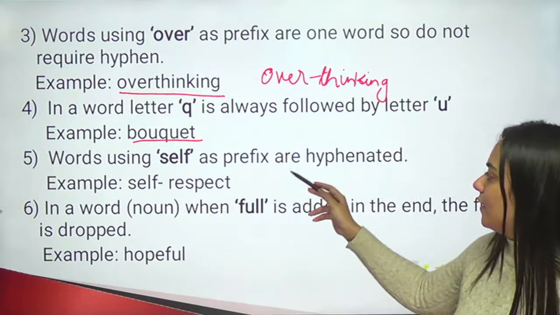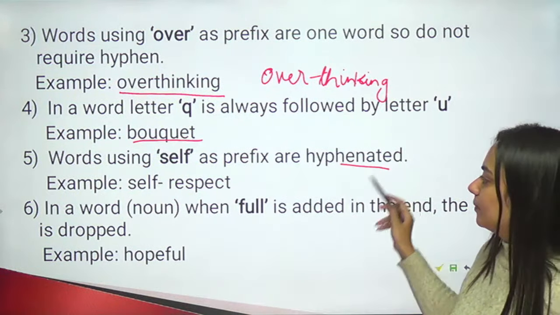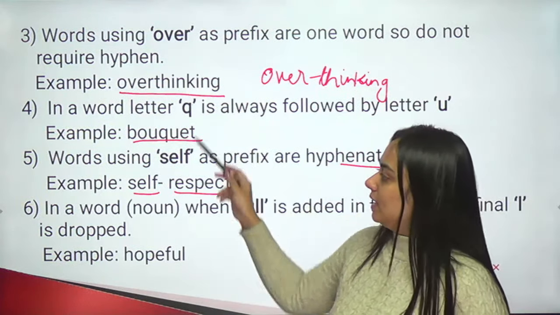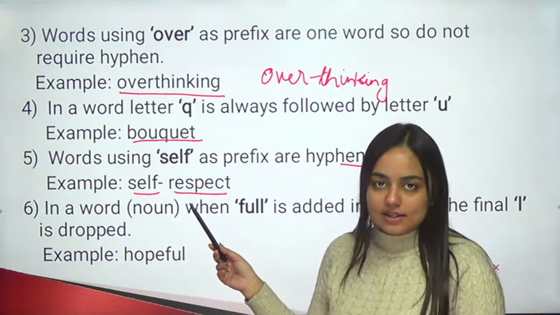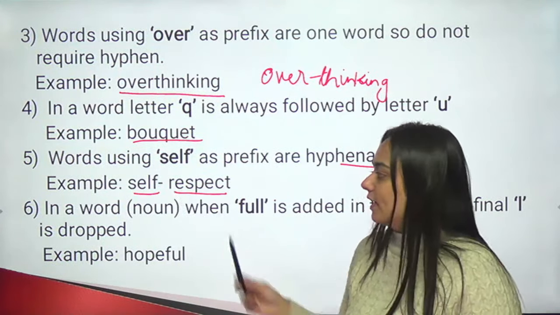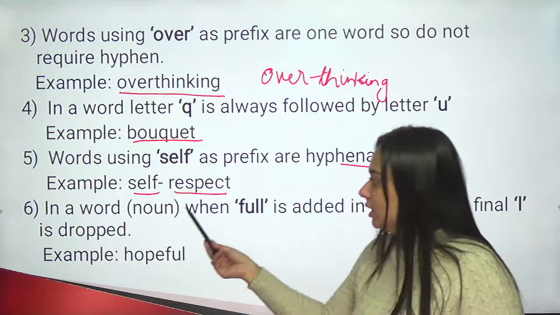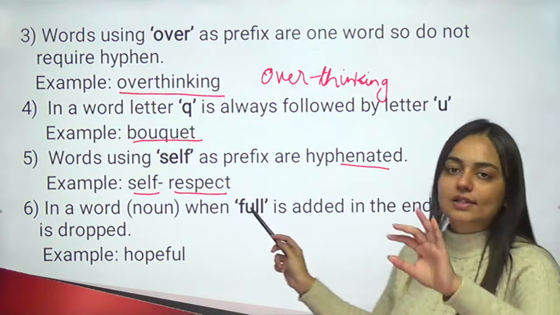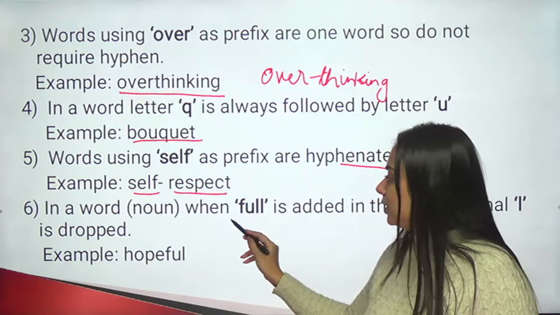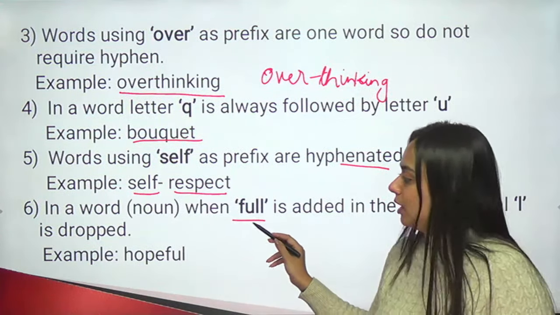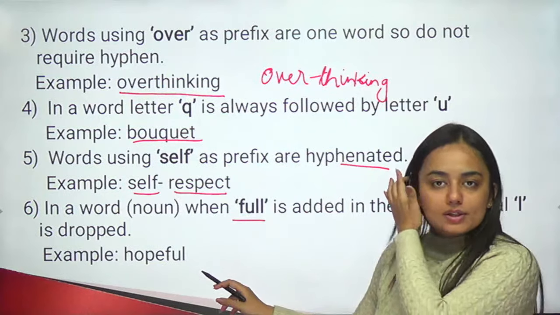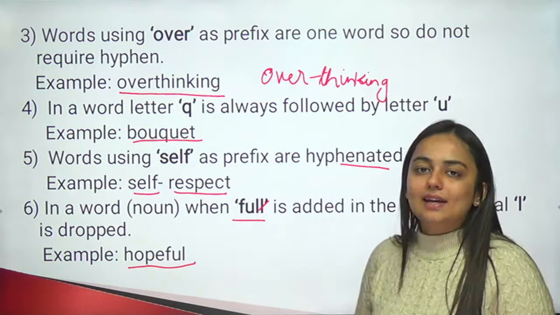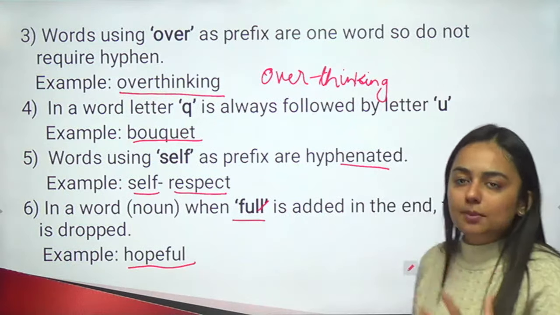Words using self as prefix are hyphenated. Self-respect. अब जैसे over के साथ hyphen नहीं आता, but if you are using self as a prefix, तो you will have to add hyphen also. In words like noun, when full is added in the end, the final L is dropped. Although we know कि full की spelling में double L use होता है, but then if you are adding it as a suffix with some other word, जैसे hopeful है, you will drop the second L. Simple rules जिनमें हम सभी confuse होते हैं.